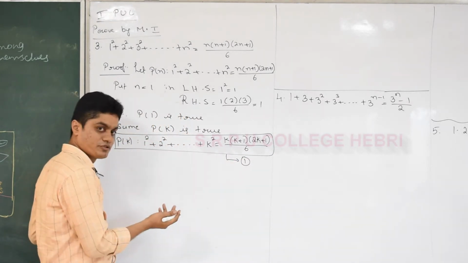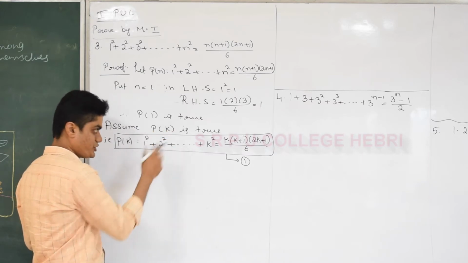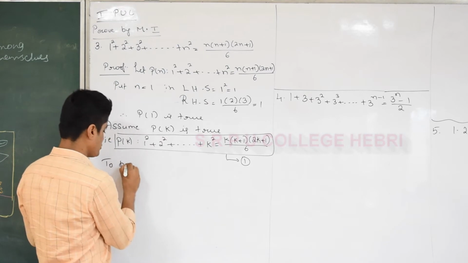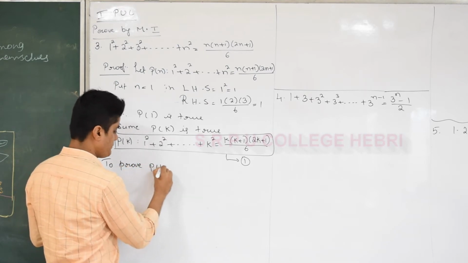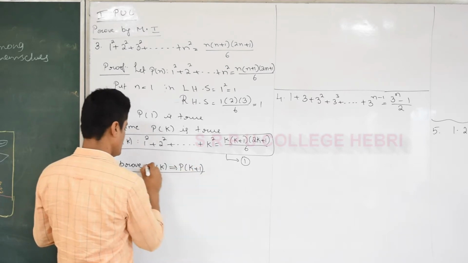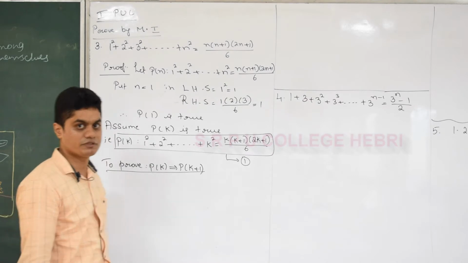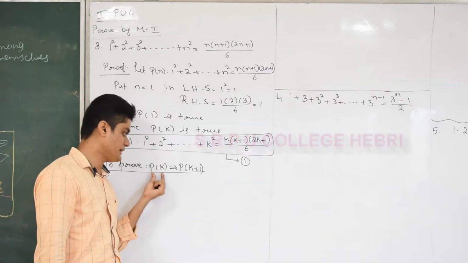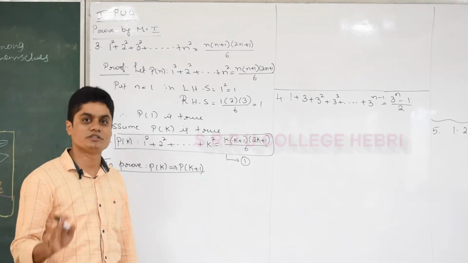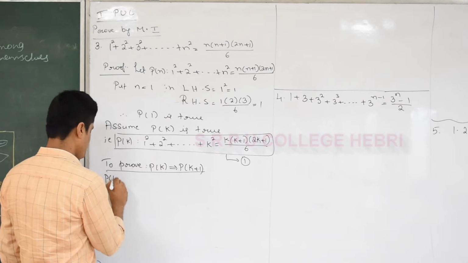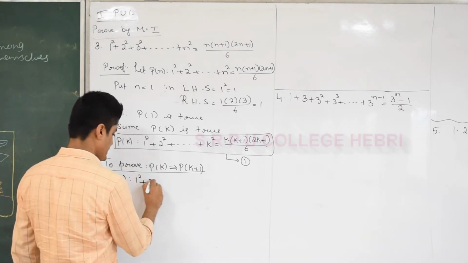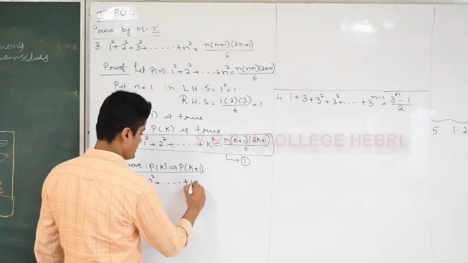Maybe you remember what we should do next. Using this assumption you have to prove that it is true for p of k plus 1 also. So the next work is to prove p of k implies p of k plus 1. What does it mean? You have to assume that the result p of k is true, and using that assumption prove that p of k plus 1 is also true. So write p of k plus 1 once. Remember, don't use this, you have to get this answer. Again, the first term and last term are enough.